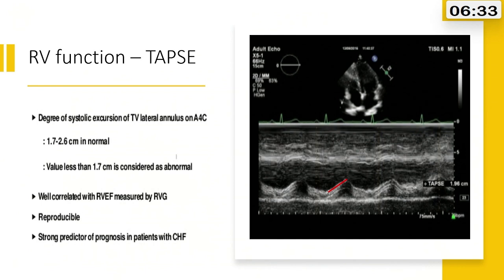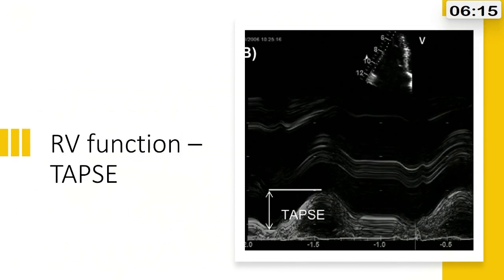One of the very easy to apply and very important tools is the TAPSE, or the tricuspid annular plane systolic excursion. Its normal value is from 1.7 to 2.6. Values less than 1.7 are considered abnormal, and it correlates well with right ventricular ejection fraction. It is reproducible and a strong predictor of prognosis in patients with heart failure. This is how we routinely measure the TAPSE.